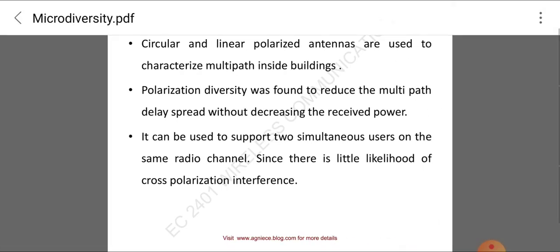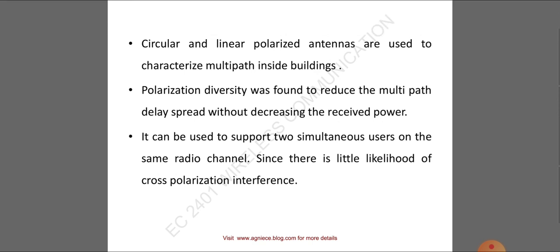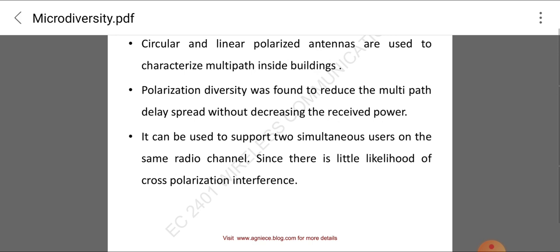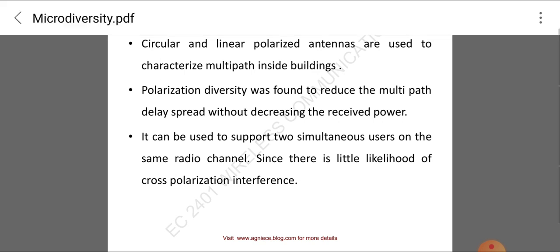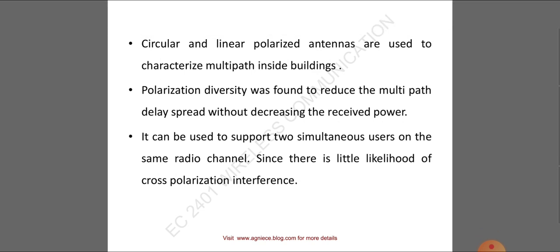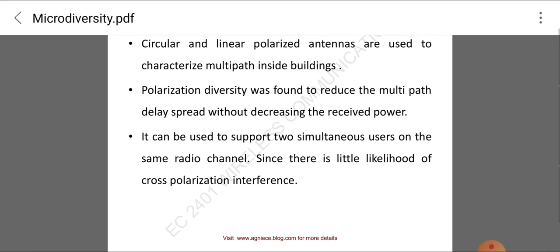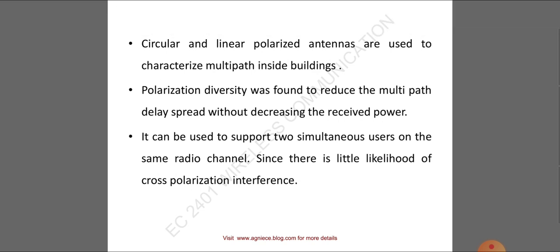Circular and linear polarized antennas are used to characterize the multipath inside the buildings. Polarization diversity is the only technique used to reduce the multipath delay spread without decreasing the received power. It can also be used to support two simultaneous users on the same radio channel.